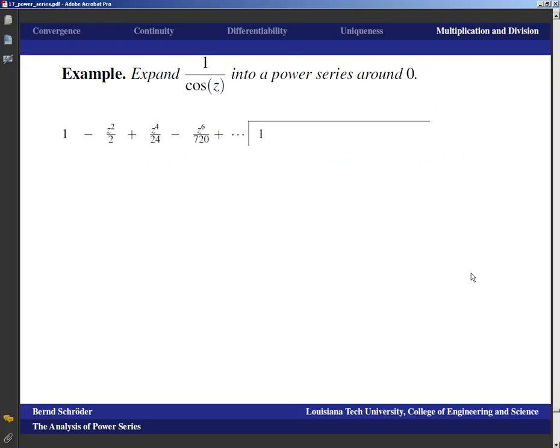Okay, let's take a look at the expansion. 1 divided by 1 minus z squared over 2 plus z to the 4th over 24 minus z to the 6th over 720. Well, 1 times 1 is 1, so 1 goes into 1 1 times. And now we have to subtract 1 times all that. So we subtract 1 minus z squared over 2 plus z to the 4th over 24 minus z to the 6th over 720.